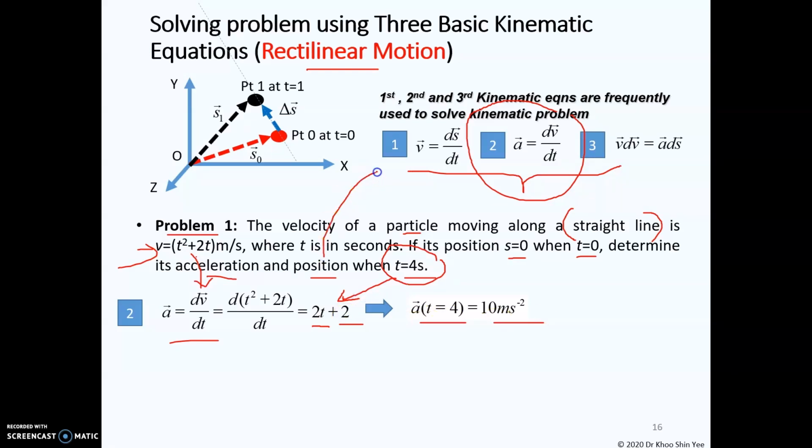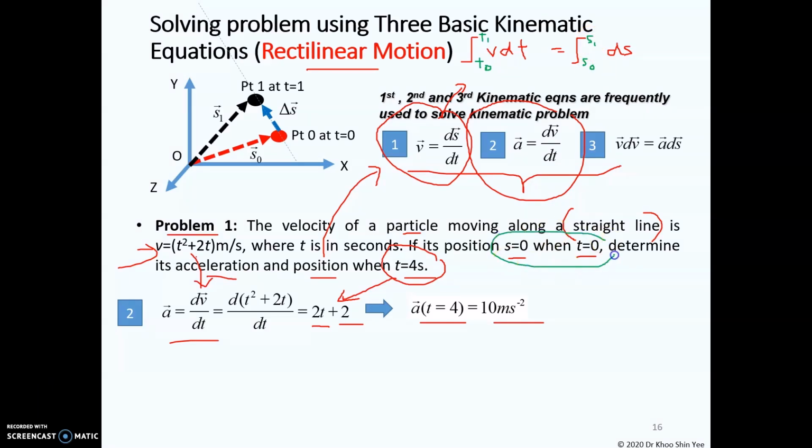The position can be found from equation 1, where after rearranging the equation, you obtain v dt equal to dx. Integrate both sides and substitute the limit. At the lower limit, you have t0, which is the initial time. t1 is the final time, where you write it in the upper limit. s0 is the initial position, s1 is the final position.